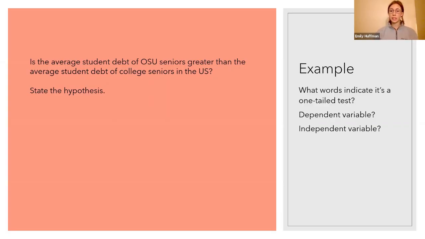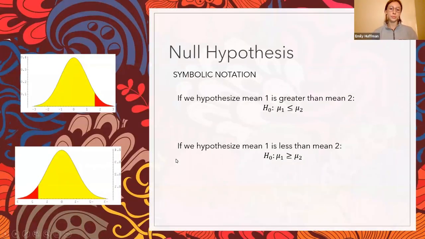Some things to think about are what words indicate that this is a one-tailed test. Words like greater than, less than, more than, anything that assigns directionality to the statement. And then what is the dependent variable? Here, our dependent variable is going to be average student debt. And our independent variables are going to be OSU seniors or all other seniors in the United States.